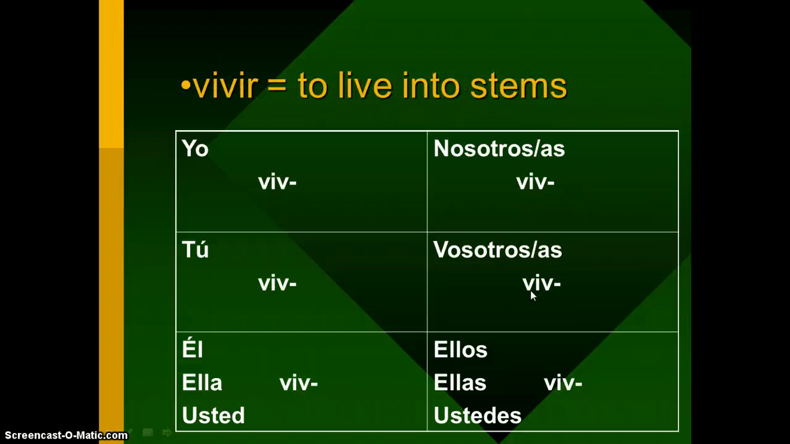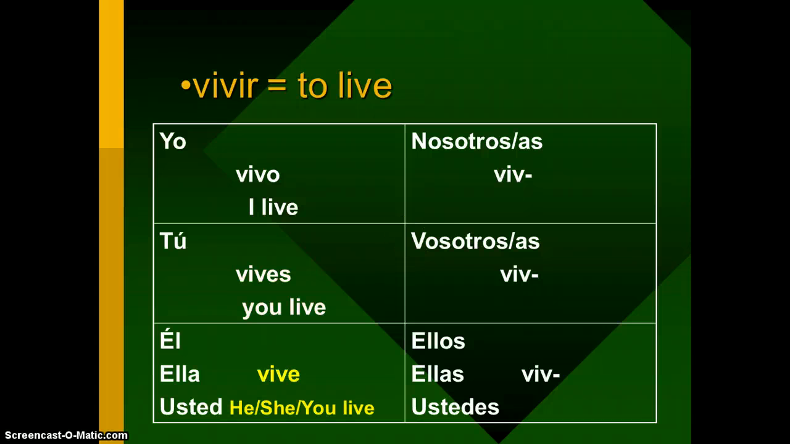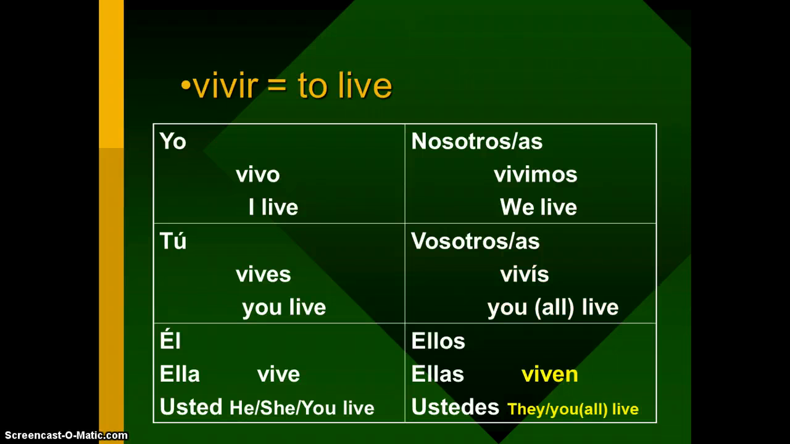The verb is vivir, to live. Vivir means to live. Viv is your stem. So, yo vivo, tú vives, él vive, ella vive, usted vive. Put in the subject. Nosotros vivimos, nosotras vivimos. Vosotros vivís, vosotras vivís. Ellos viven, ellas viven, ustedes viven.